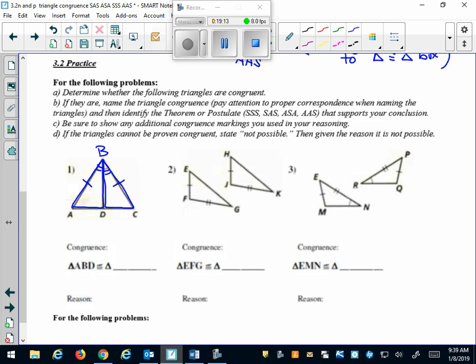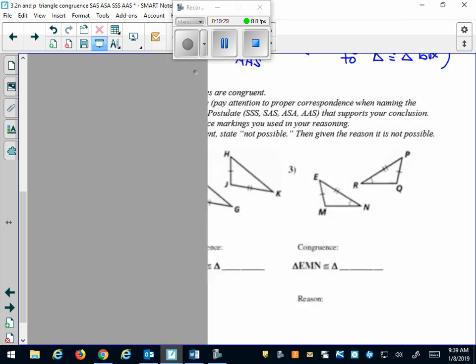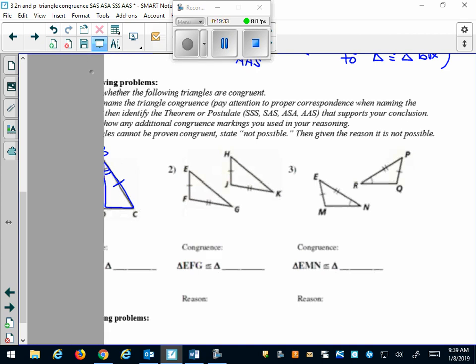A really good trick for these types of problems and the proofs is to cover up one triangle at a time. Okay, so for purposes of the video, if we cover up one triangle at a time and look at how many things you have marked. So far we have one side and one angle per triangle, right? Is that enough?